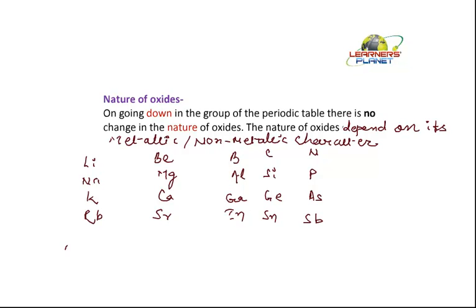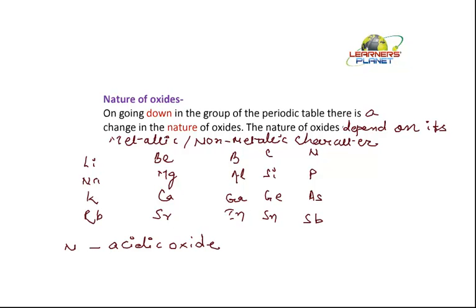Okay, say if it's a non-metal, your nitrogen is a non-metal, it will form acidic oxide. Nitrogen, phosphorus, arsenic, antimony, bismuth, it will form a basic oxide because it is a metal. Okay, so metals, they form what? Basic oxide. They do not actually depend on the position in their group.